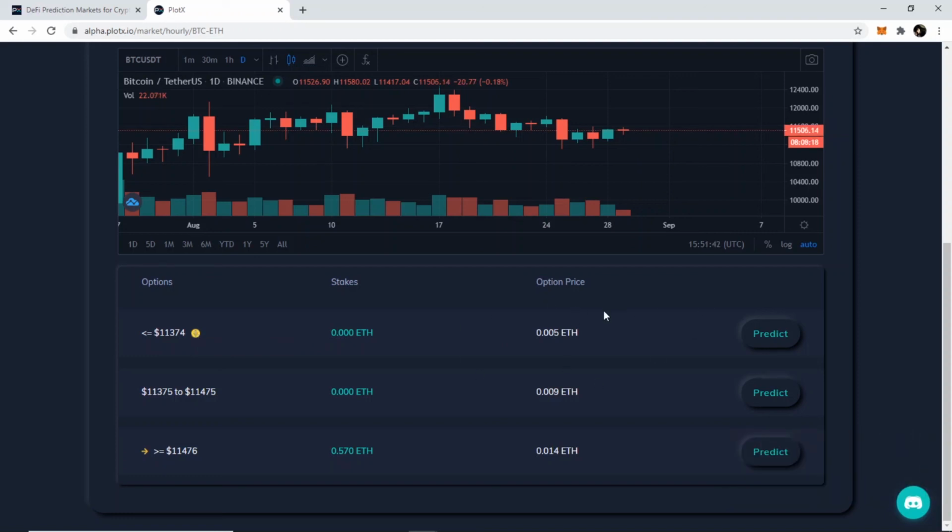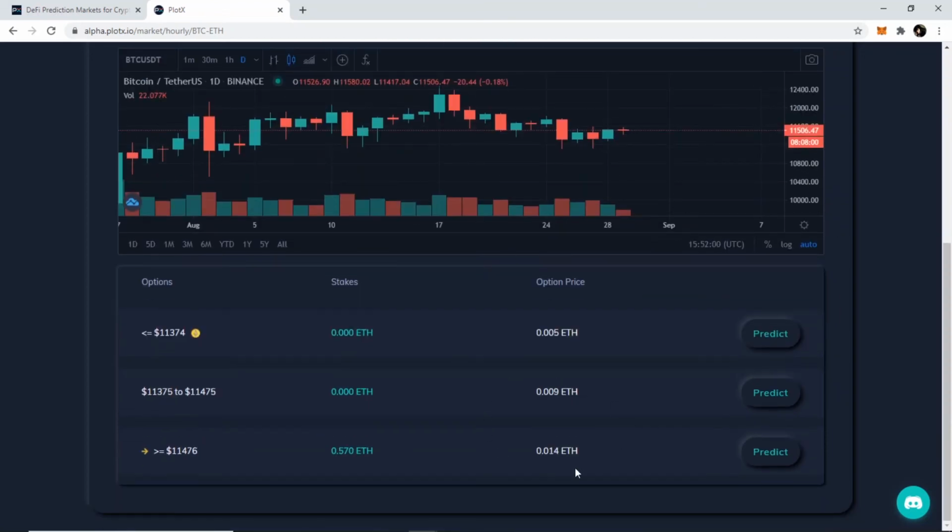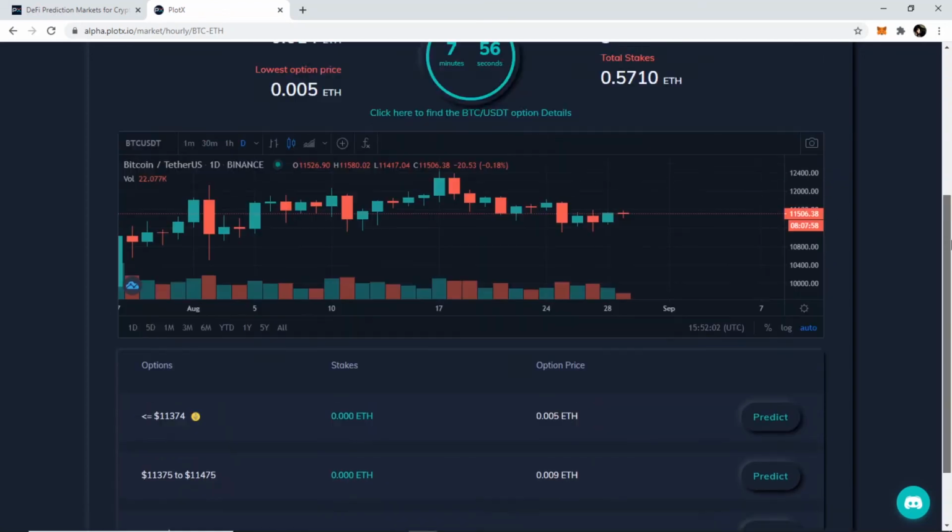After I have successfully bought the amount of positions I want in this particular option, what I can do is just wait for the market to close, which will take exactly 8 minutes. So as you can see, there is nothing more left after this in the market section.